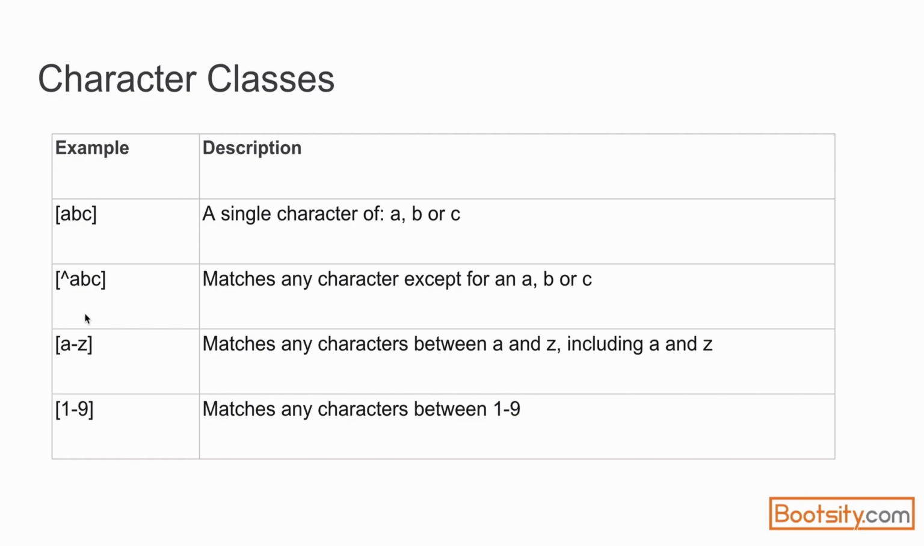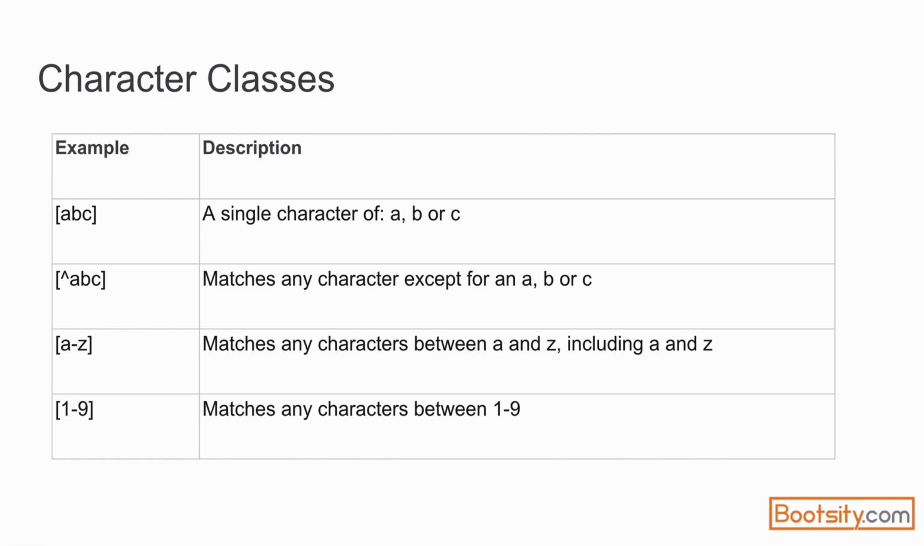Let's assume we want to match A, B, C, D, E, F, G until the last character Z. We can use the short form of writing these character classes, which is A-Z, which effectively means that it will match anything between characters A to Z. Similarly, we can also say I want to match anything between 1 to 9. If I write 1-9, it will be equal to writing 1, 2, 3, 4, 5, 6, 7, 8, 9.